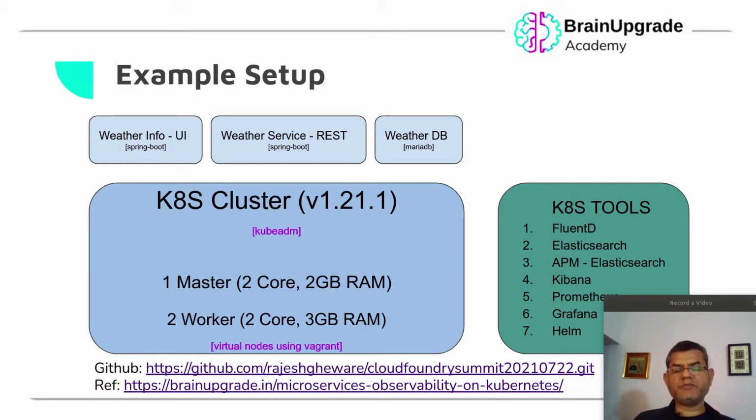And to do the observability setup, I'm using open source tools like Fluentd, Elasticsearch, APM (application performance monitoring) from Elasticsearch, Kibana, Prometheus, Grafana, and Helm to set up some of the tools in Kubernetes.